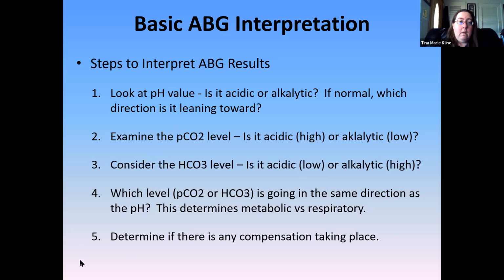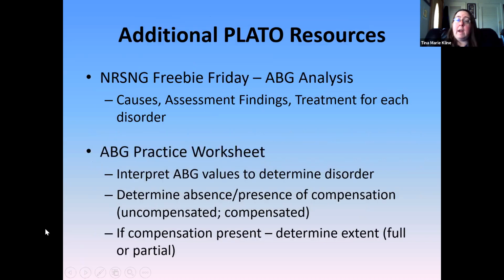On Plato, I will post this PowerPoint. There will also be a freebie Friday that I get from this company. It focuses on ABG analysis, and it's a really nice chart. It talks about the causes of the different disorders, the respiratory acidosis, respiratory alkalosis, and the two metabolics. It talks about assessment findings you would see, as well as treatment. That is definitely something you want to take a peek at. Although remember, Unit 5 focuses on respiratory and cardiac, so you can look at the metabolic stuff, but our focus is going to be the respiratory.